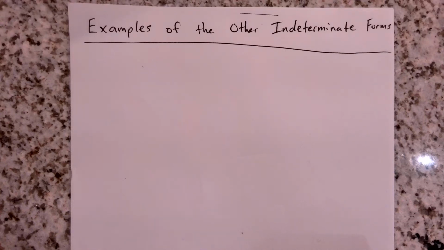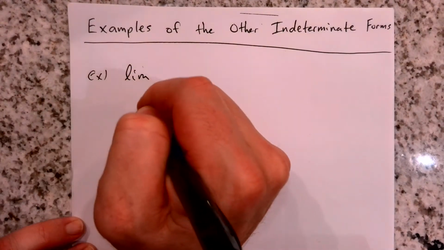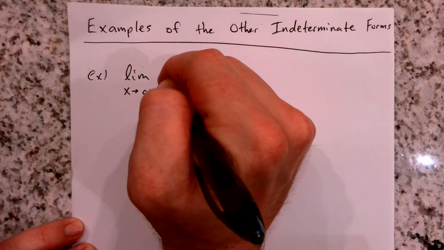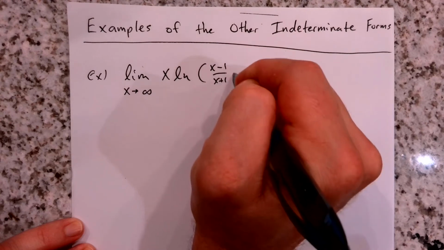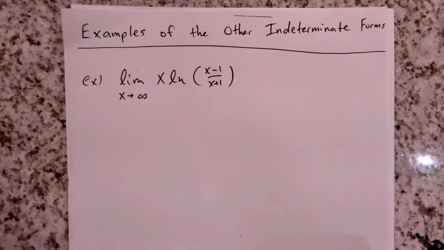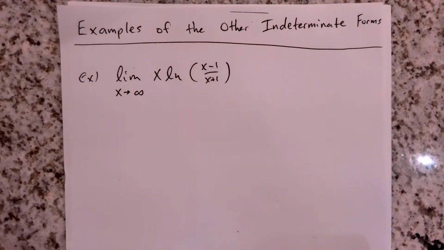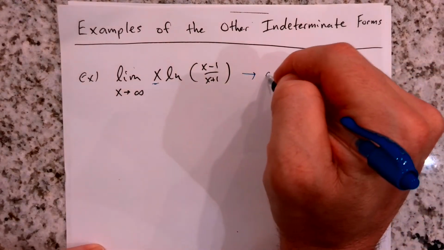So now let's look at some other examples that deal with L'Hopital's rule where it's used for the other indeterminate forms. For our first example, let's check out the limit as x approaches infinity of x log((x - 1)/(x + 1)). Now the first step to any limit is you plug in the value that x approaches to see what you're working with. When you plug x in, it gives you infinity from x.